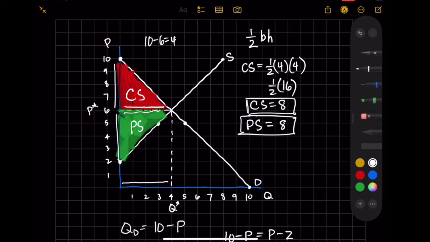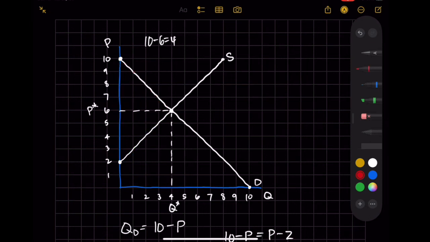So what I'm going to do now is clear this all, and we're going to introduce a tax into this system to see what happens to consumer and producer surplus. Let's imagine that the government came in and said, we want to tax this good, whatever it is, at $2 every unit. So for every unit you sell, we're going to tax you $2.